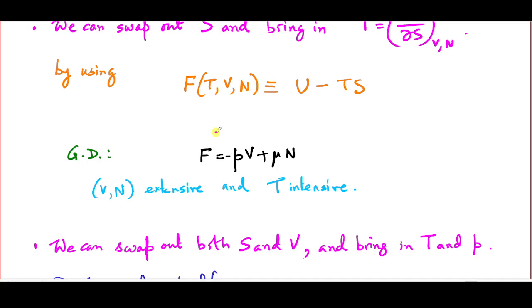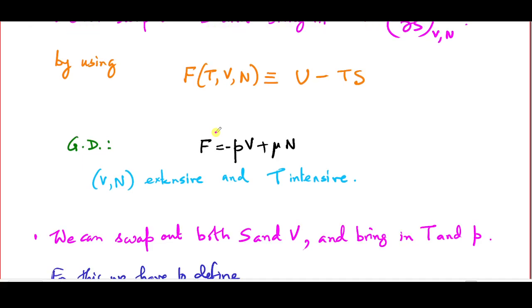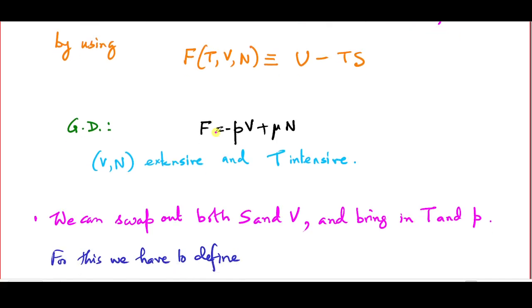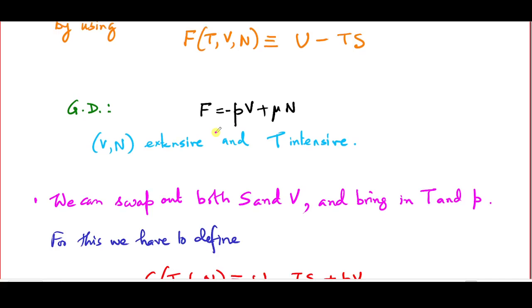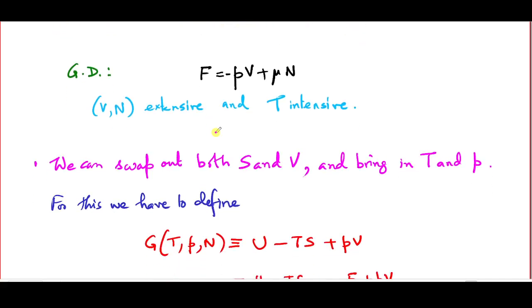We can also swap out both S and V and bring in their places respectively T and P. You don't have to swap out one variable at a time, you can do both. And for this, we have to define a new function. Again, all these functions are called thermodynamic potentials. A new thermodynamic potential called the Gibbs potential. And the Gibbs potential is obtained from U by subtracting Ts and adding PV. Remember, adding PV is actually subtracting minus P times V.